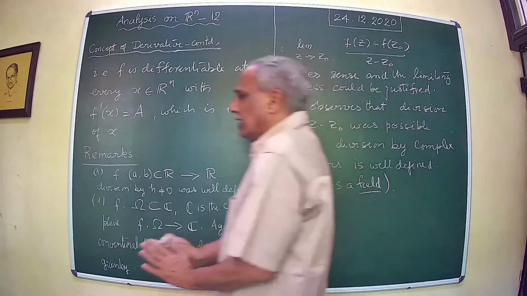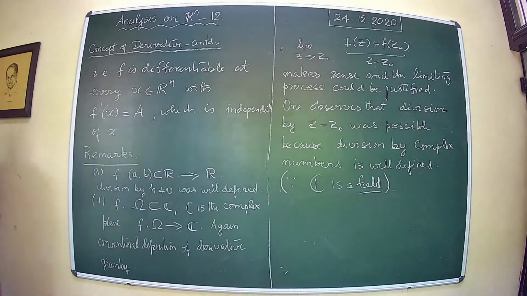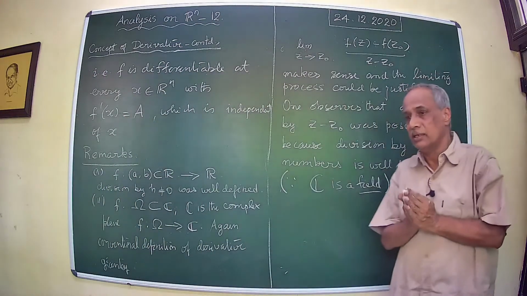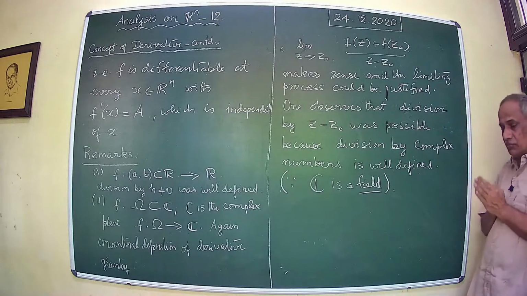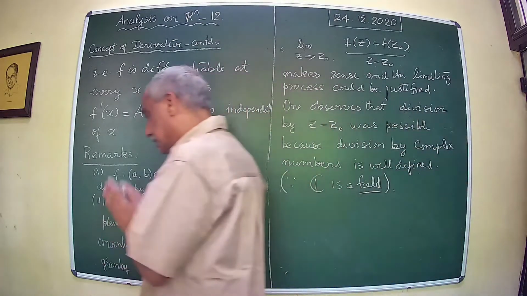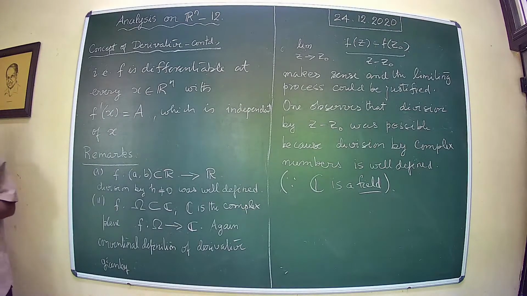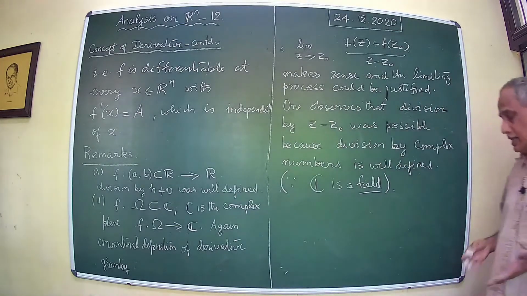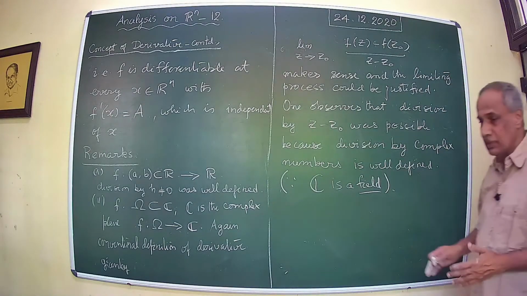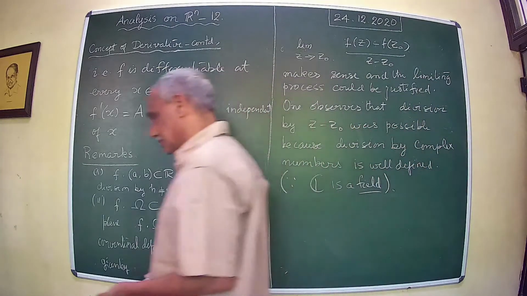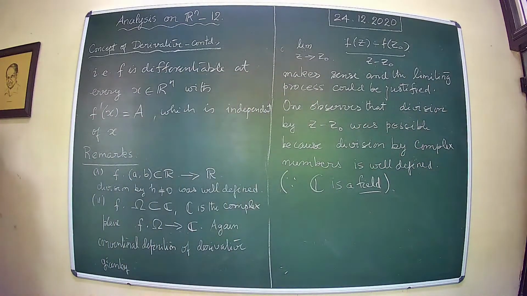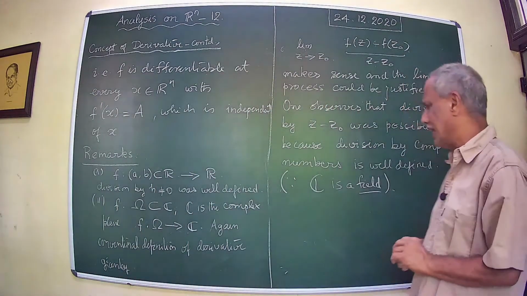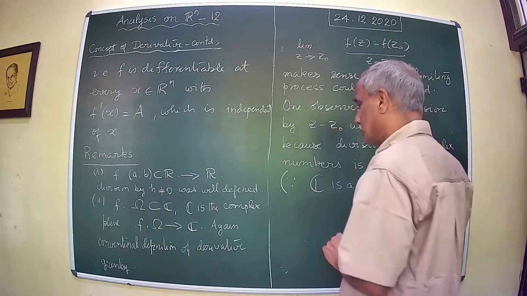So there was no difficulty to mimic the definition from the one-dimensional space R to the space C. But when you try to do the same thing on Rn, for functions from Rn to Rn, this was not possible because division by a vector was not defined. It didn't make any sense at all. This was the problem.